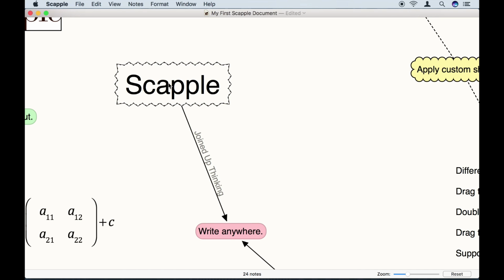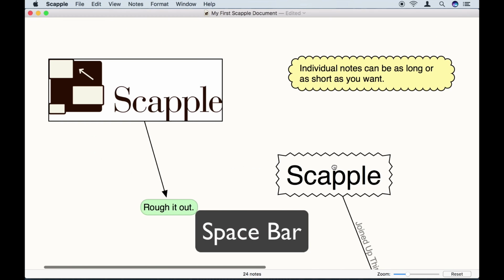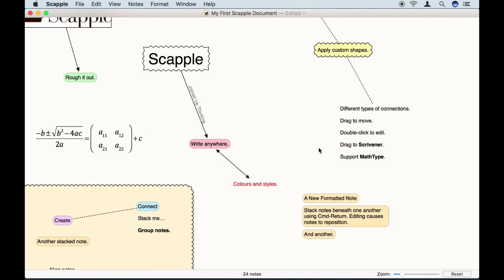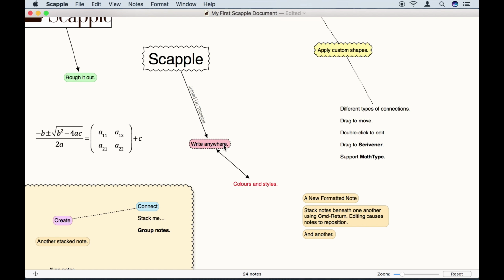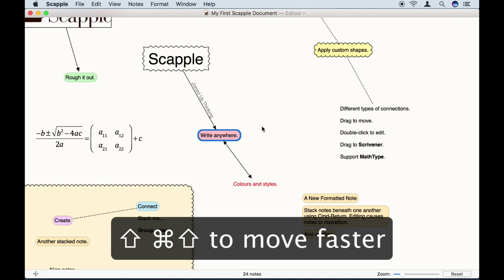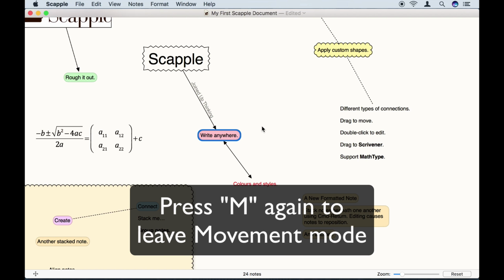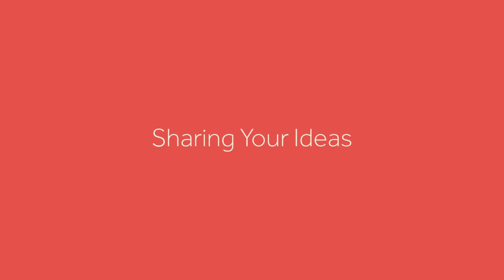Another way of navigating is to hold down the spacebar. I can then use the mouse to drag scroll around the canvas. Holding down M puts me into movement mode. This mode is indicated by the icon in the left of the footer bar. In this mode, using the arrow keys on the keyboard moves the selected notes around. Holding down Shift or Command Shift speeds up the movement. Pressing M again returns me to regular selection mode, in which the arrow keys change the selection.